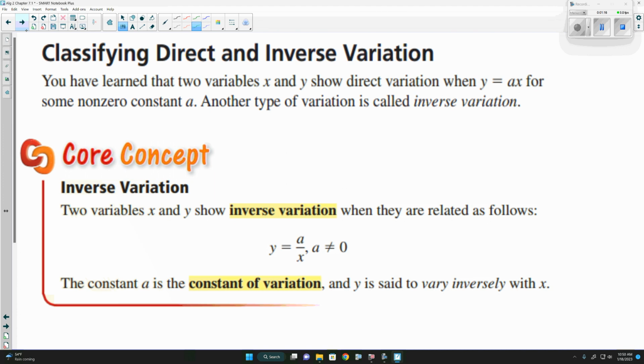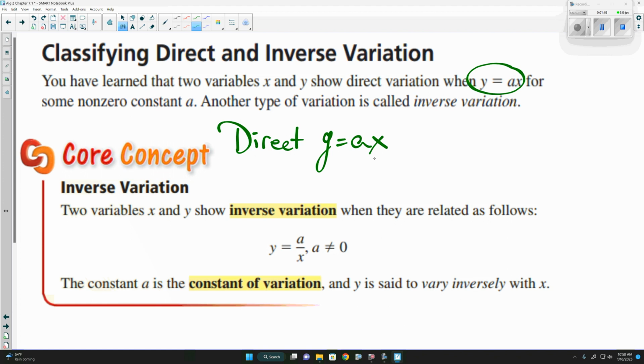Now, direct variation is given to us by the equation y equals a times x. This is the general form for direct variation. And when we talk about direct variation, we're talking about two amounts, or two things that are either both increasing or both decreasing by a set amount. They're going to go in the same direction proportionally. They're going to increase proportionally or decrease proportionally. It's going to be one or the other.